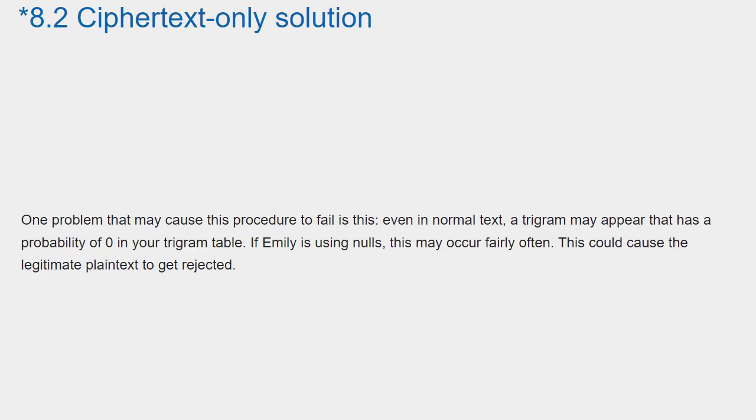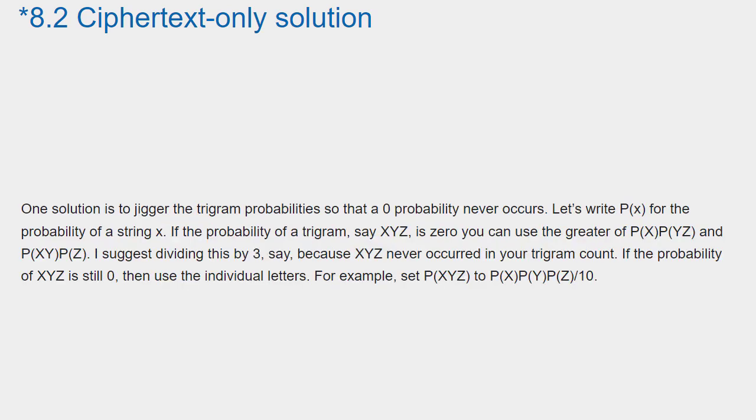One problem that may cause this procedure to fail is this. Even in normal text, a trigram may appear that has a probability of 0 in your trigram table. If Emily is using nulls, this may occur fairly often. This could cause the legitimate plaintext to get rejected. One solution is to jigger the trigram probabilities so that a 0 probability never occurs. Let's write P of x for the probability of a string x.